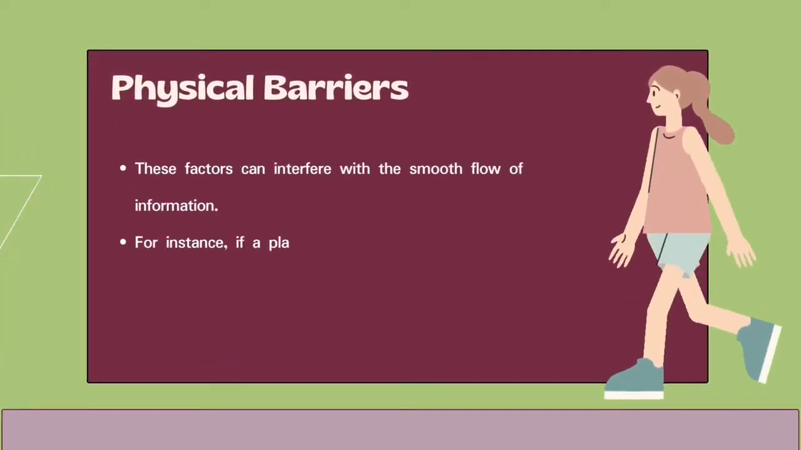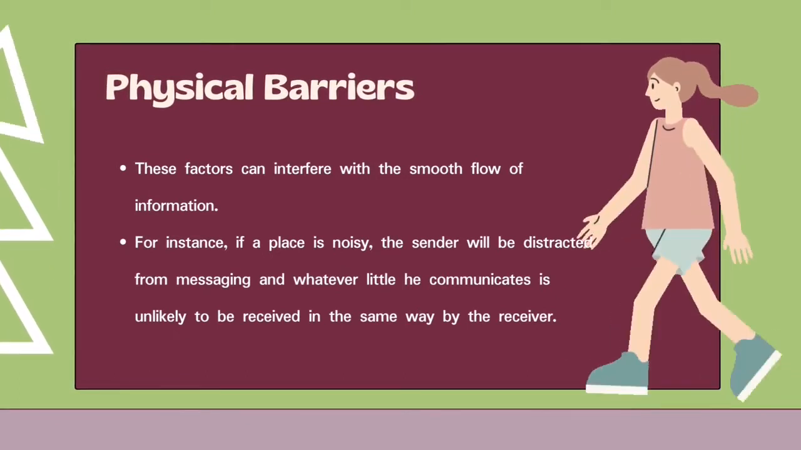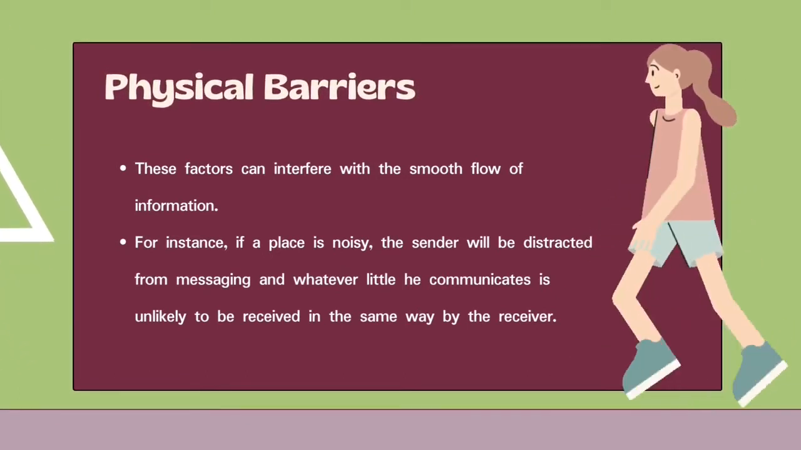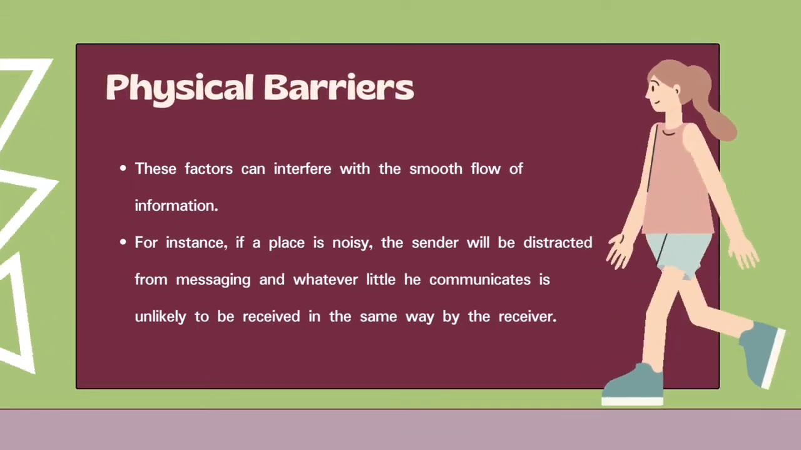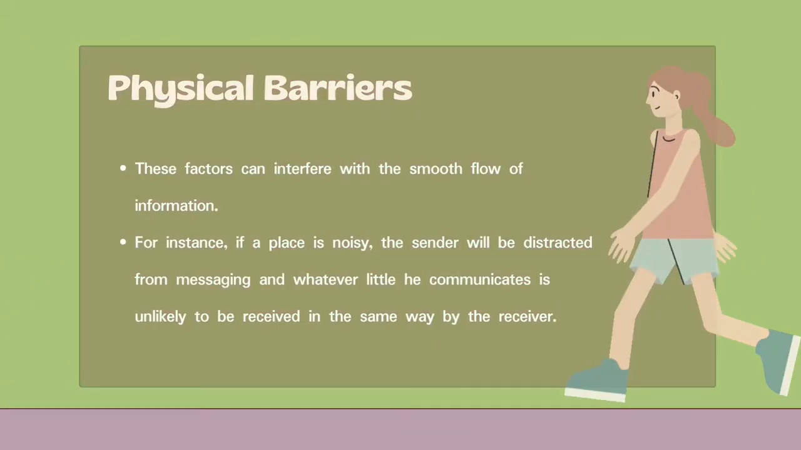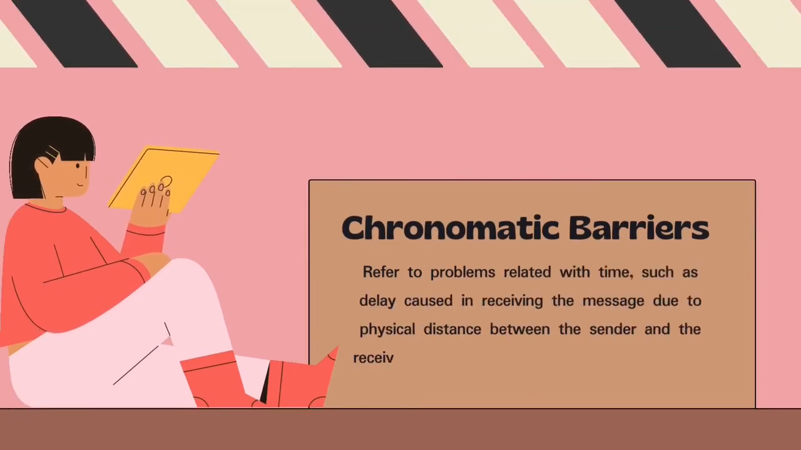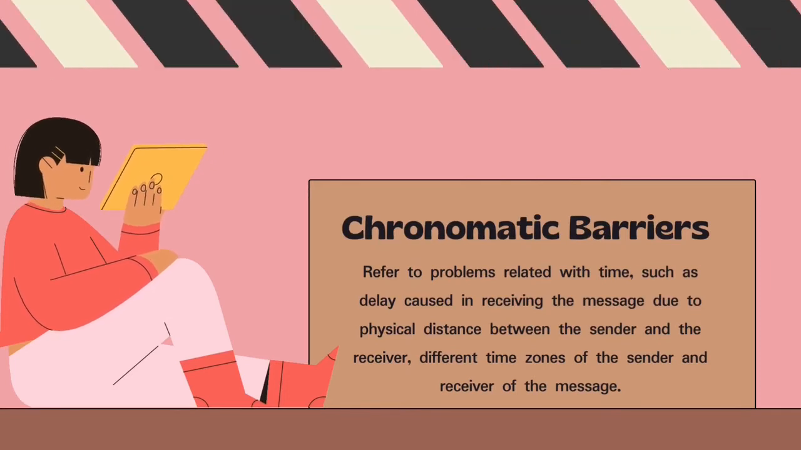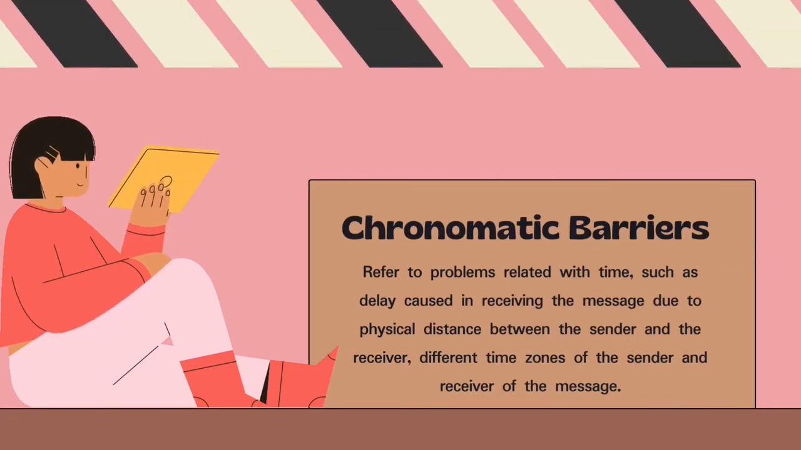These factors can interfere with the smooth flow of information. For instance, if a place is noisy, the sender will be distracted from messaging, and whatever little he communicates is unlikely to be received in the same way by the receiver. Chronemic barriers refer to problems related to time, such as delay in receiving the message due to physical distance between the sender and the receiver, or different time zones of the sender and receiver of the message.